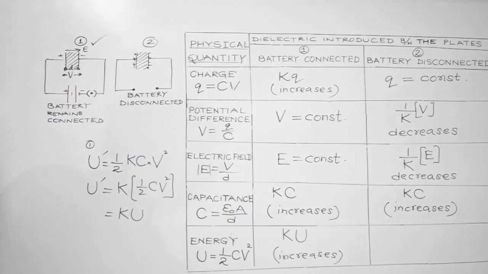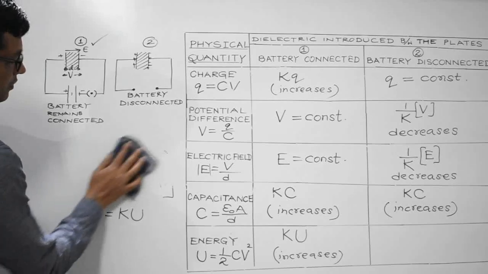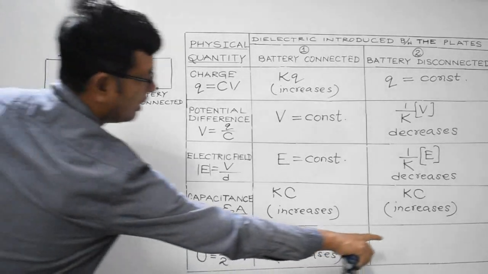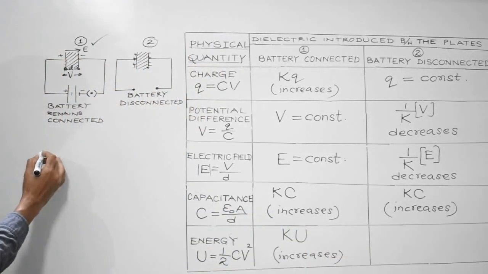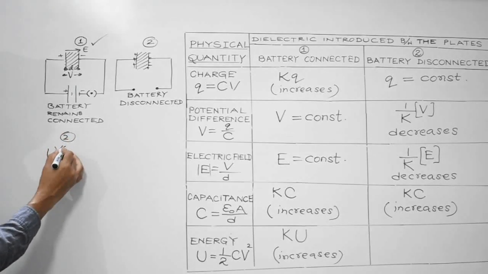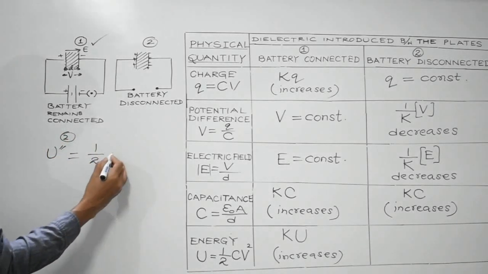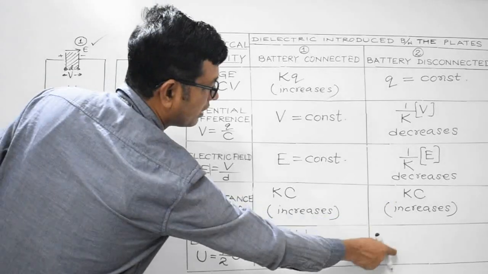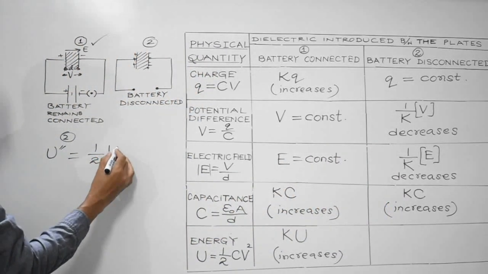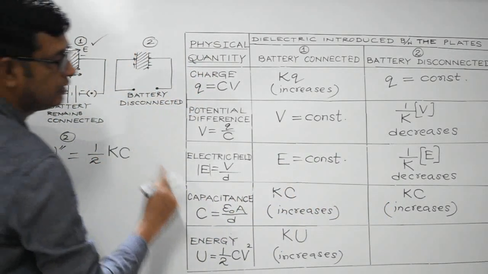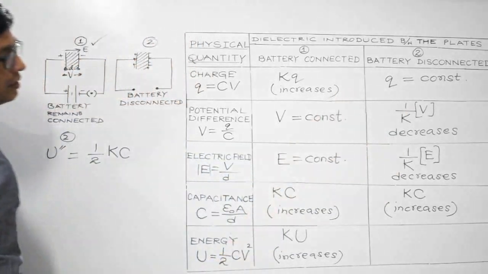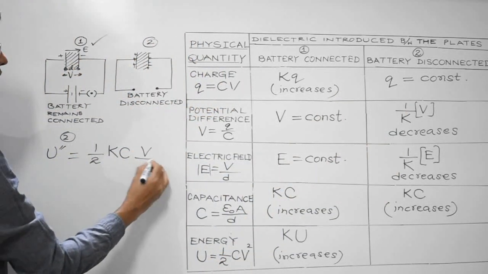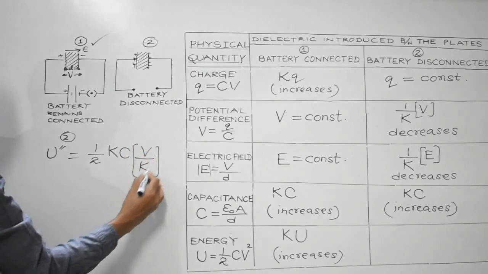Last one, half CV square, that's the energy. Let's see. Okay, in this case the energy is to be found. So suppose in the second case, half capacitance. Over here capacitance is K times C, V square, where V is V by K. So V by K whole square.